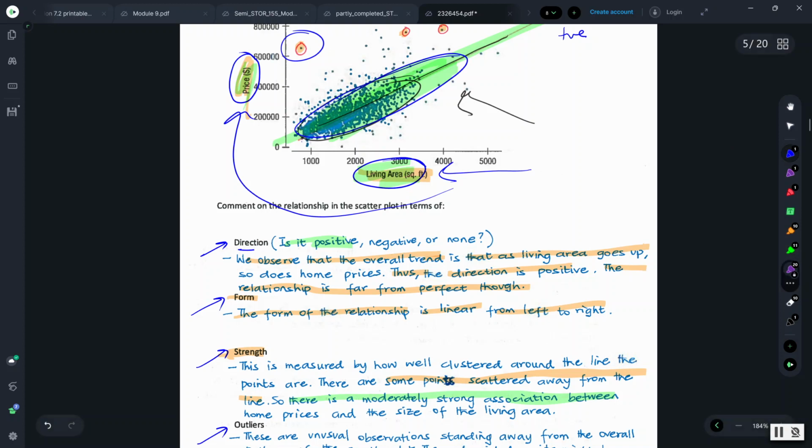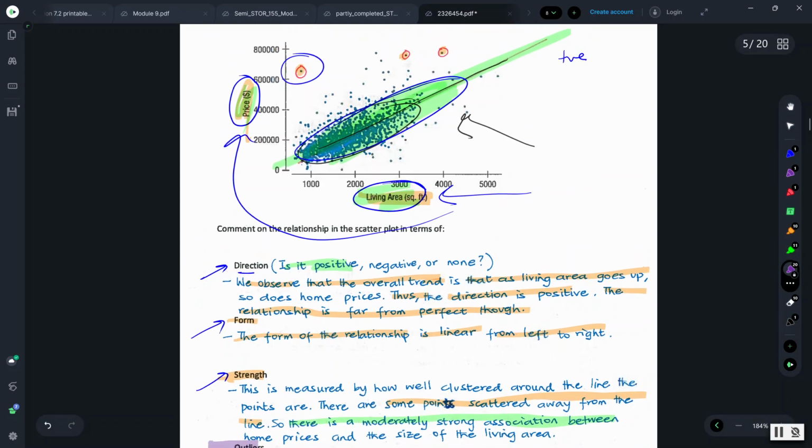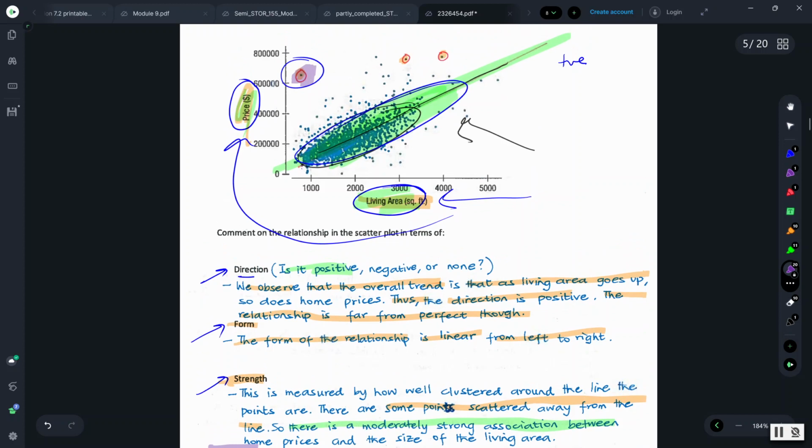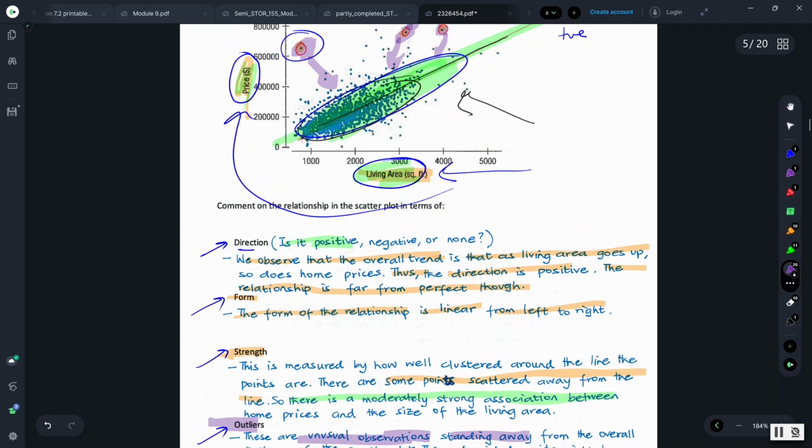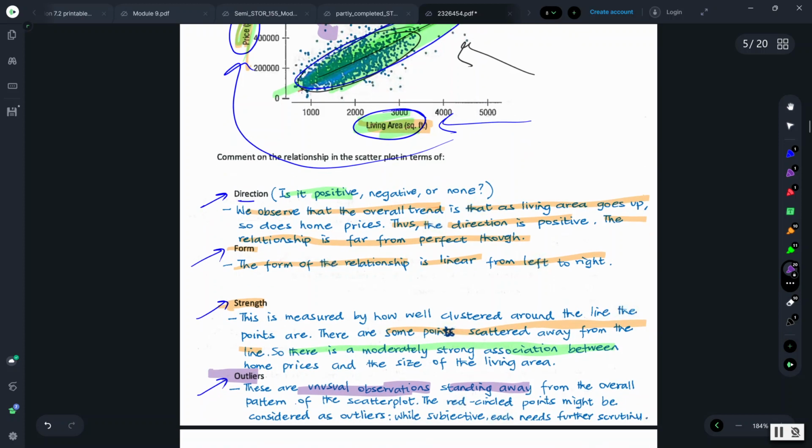And then finally, we talk about whether you have outliers. Well, I would guess that this one and maybe this one, this will be subjective, just to put that out there. Some of these points appear to be unusual observations, standing away from the general pattern that we see for most of the other points. And so the red circled points might be considered as outliers. So while subjective, each needs further scrutiny or examination.